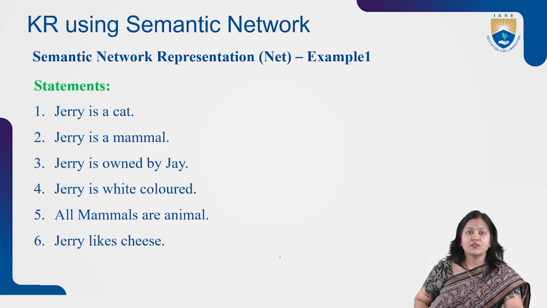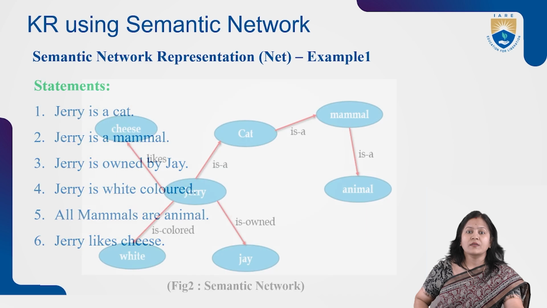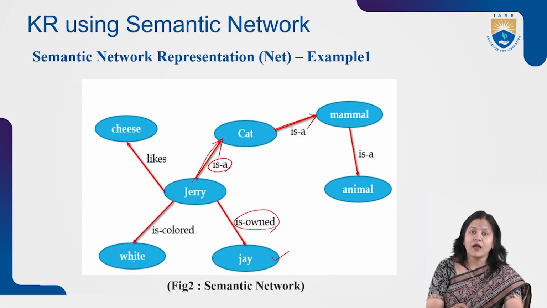Next one is Jerry is white colored. Now Jerry already exists, and white is also one class. Is colored is the property. Jerry likes cheese. Here likes is the relationship. Is colored is the relationship. Cat is a mammal is the relationship. Mammal is an animal. All mammals are animals. It is given in the statement.